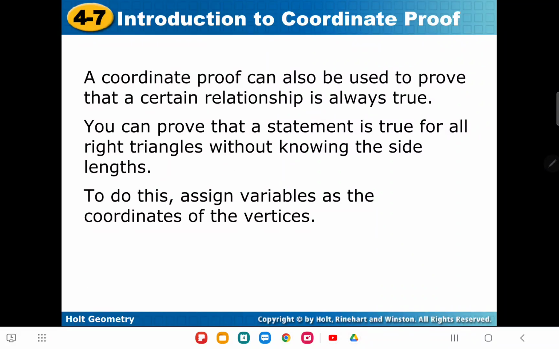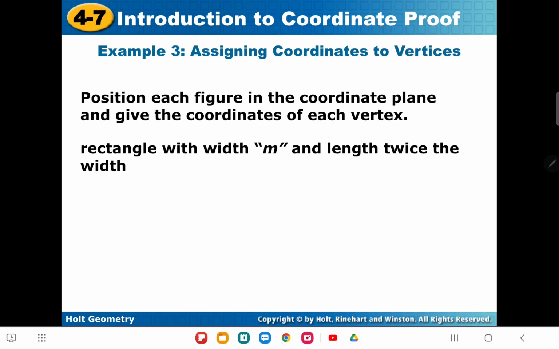Again, if we want to show that a certain relationship is always true, we're going to assign variables as the coordinates of the vertices. And when we do that, we do want to be sure that we follow some of those suggestions that were provided on the earlier slide.